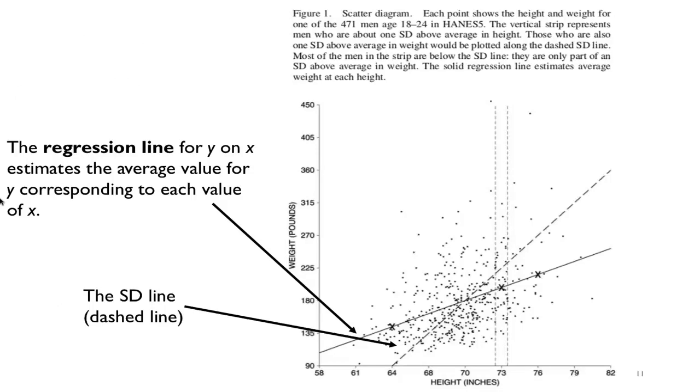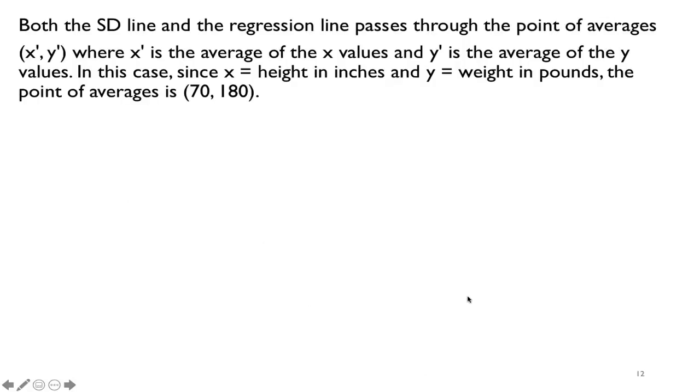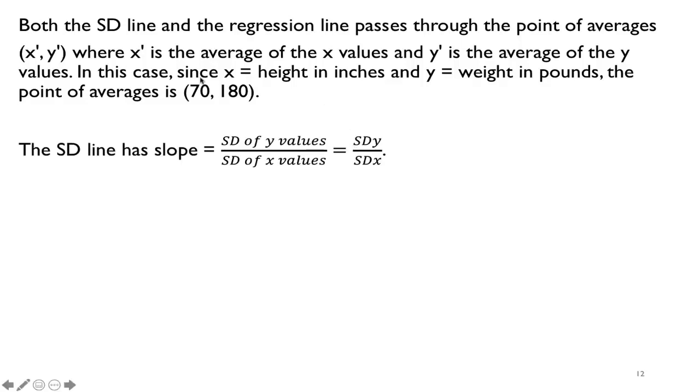So both the SD line and the regression line pass through the point of averages. Notice that there's a common point here that both of them go through. This point right here is called the point of averages. It represents the average height and the average weight of these men. Suppose we call this point x prime, y prime, where x prime is the average of all the x values and y prime is the average of all the y values. In this case, x is the height in inches and y is the weight in pounds. So the point of averages is 70, 180, because the average height is 70 and the average weight is 180.